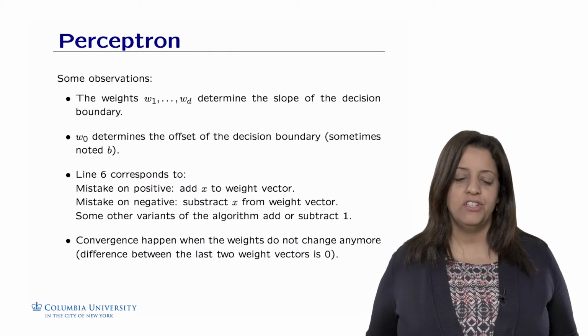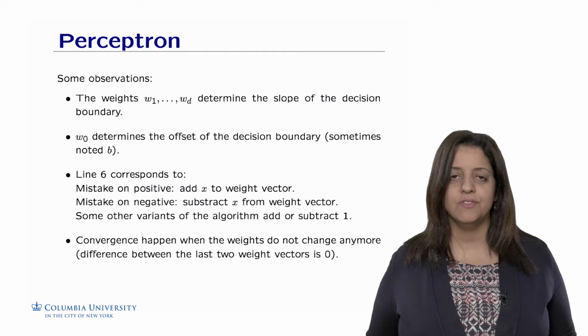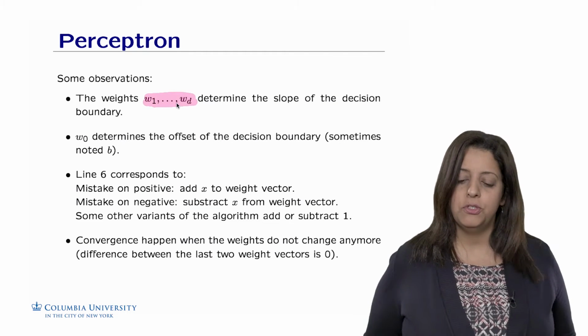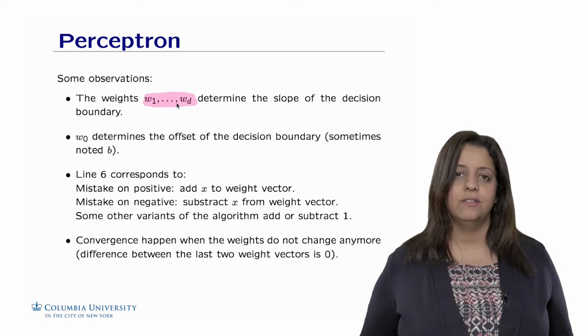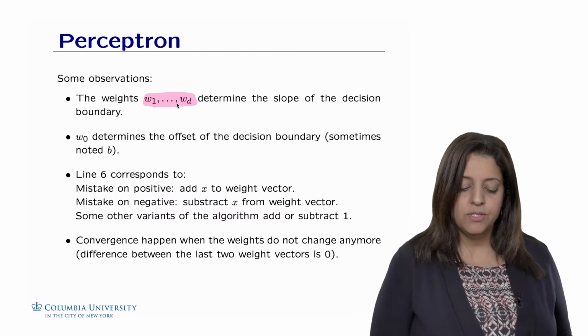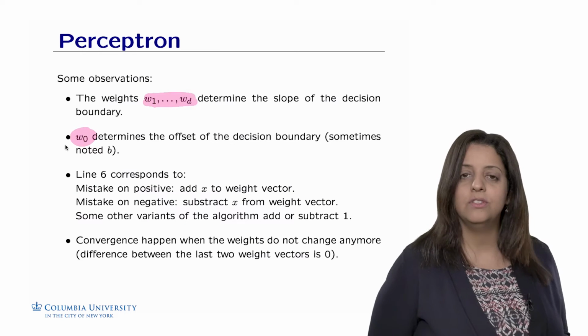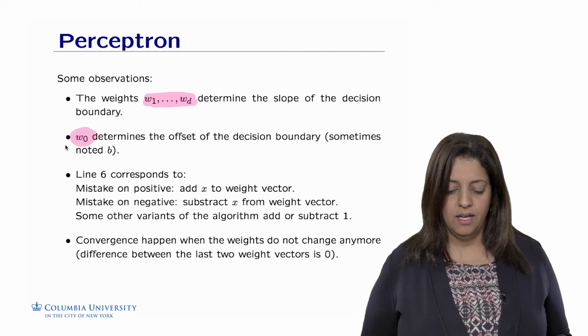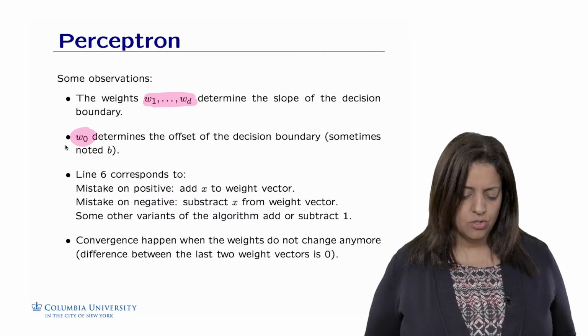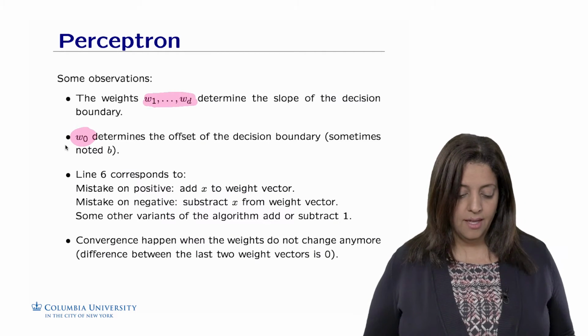Here are some observations about the perceptron algorithm. First of all, the weights W1 through WD determine the slope of the decision boundary, right? So this determines what kind of hyperplane we are getting. W0 determines the offset, or we also call it the intercept in the case of regression, of the decision boundary. Sometimes in the literature we find it noted as b.